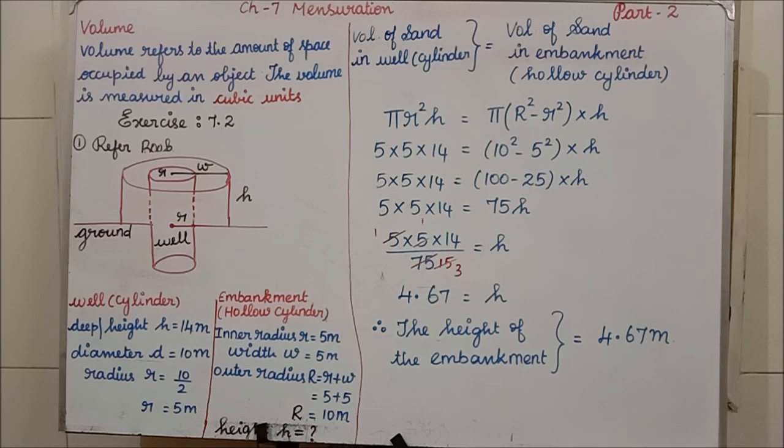Students, we are now in part 2 session. In this session, I am going to start the exercise 7.2. This exercise is fully based on volume. First we'll see the definition of volume. Volume refers to the amount of space occupied by an object.